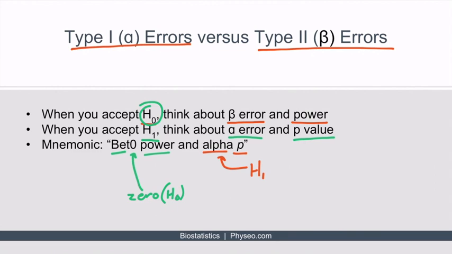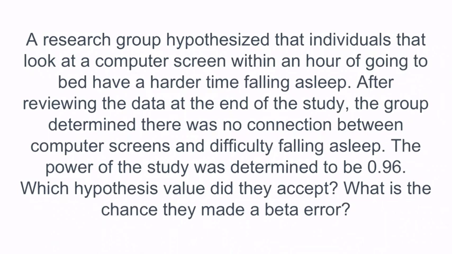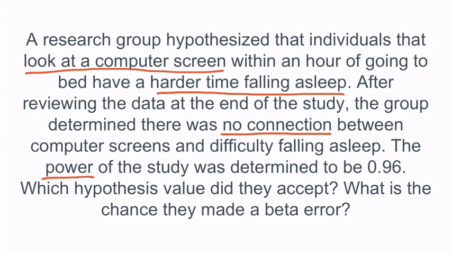Now let's apply what we learned through another question. A research group hypothesized that individuals that look at a computer screen within an hour of going to bed have a harder time falling asleep. After reviewing the data at the end of the study, the group determined that there was no connection between computer screens and difficulty falling asleep. The power of the study was determined to be 0.96. Which hypothesis value did they accept? What is the chance that they made a beta error?